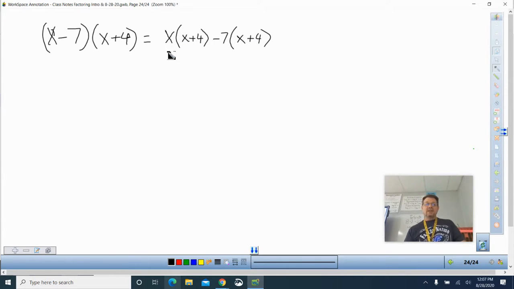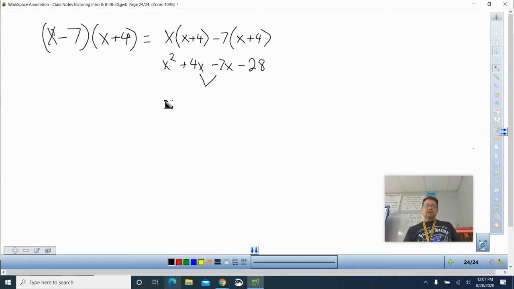That's what this is. And so that's going to give us x times x, x squared, x times 4, that's 4x. Then negative 7 times x is negative 7x. And then negative 28. So there's your F, there's your O, there's your I, there's your L. So FOIL has always been just distributive property. And isn't distributive property easy? Yeah, distributive property is easy. Okay? So distributive property twice, combine your like terms.